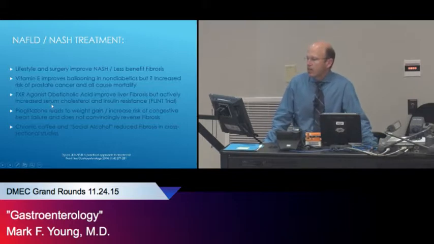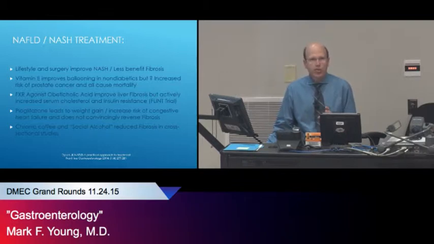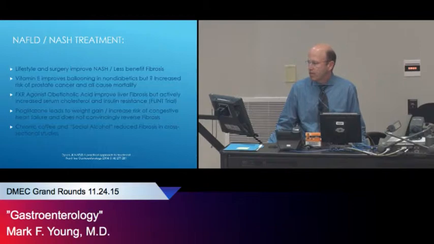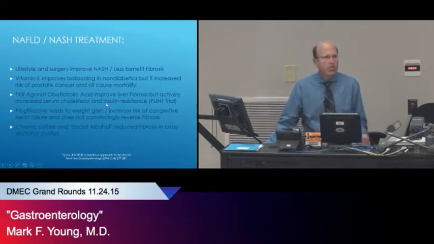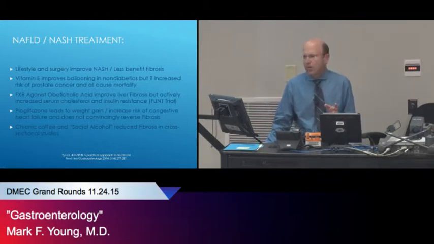There's an FXR agonist, obeticholic acid, and this is basically a bile acid receptor. What this medication does is promote this receptor to increase its activity. What's been shown with that is it improves liver fibrosis, but it actively increased serum cholesterol and insulin resistance. This was published in the Lancet, in the FLINT trial by this large conglomeration of investigators that study non-alcoholic fatty liver disease. Now there are also trials going on for this same FXR agonist for primary sclerosing cholangitis and primary biliary cirrhosis also.